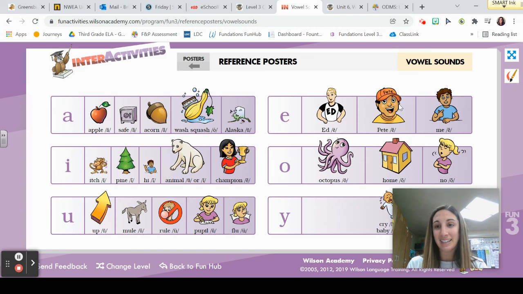E, Pete, E. E, me, E. I, pine, I. I, hi, I. O, home, O. O, no, O. U, mule, U. U, rule, U. U, pupil, U. U, flew, U. Y, cry, I. Y, baby, E.